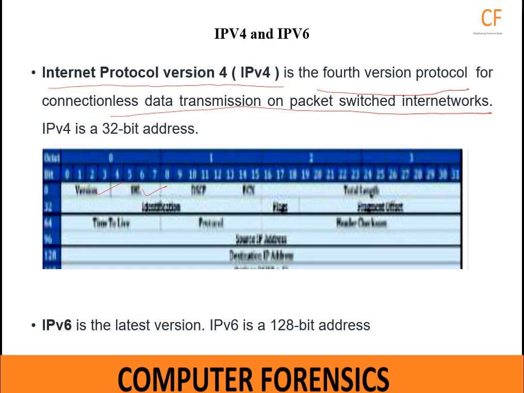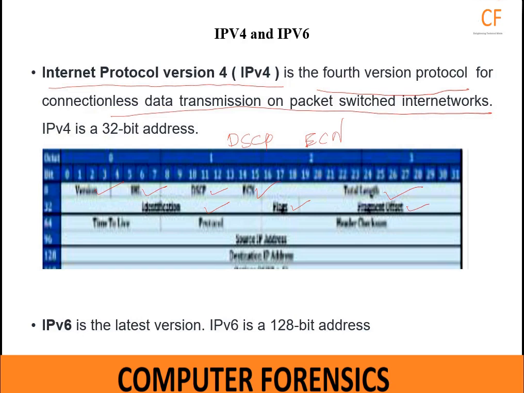Differentiated Services Code Point, DSCP. The Differentiated Services code for real-time data, and Explicit Congestion Notification, ECN, an optional feature that allows for notification of network congestion. Total length, a 16-bit field that denotes the size of the packet, header and data. Identification, a unique identifier. Flag, used to identify the fragments.